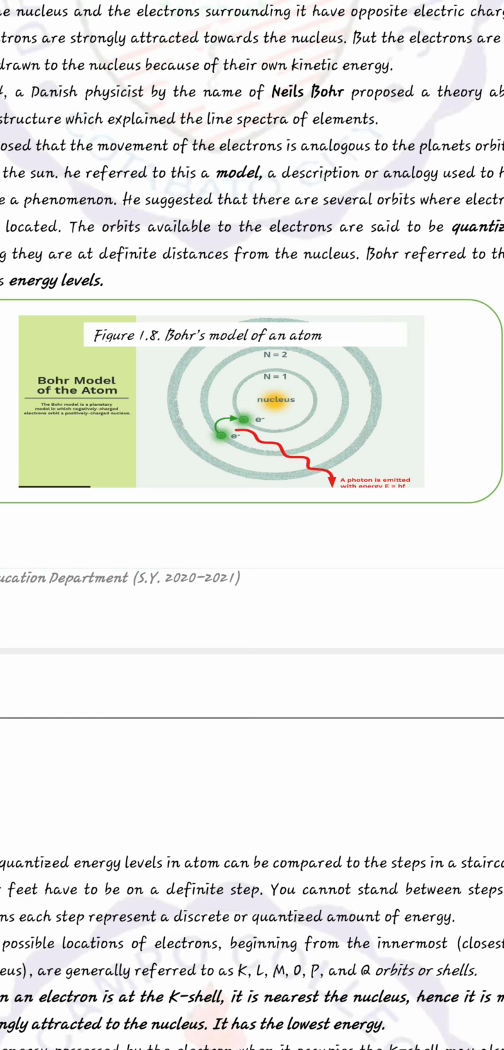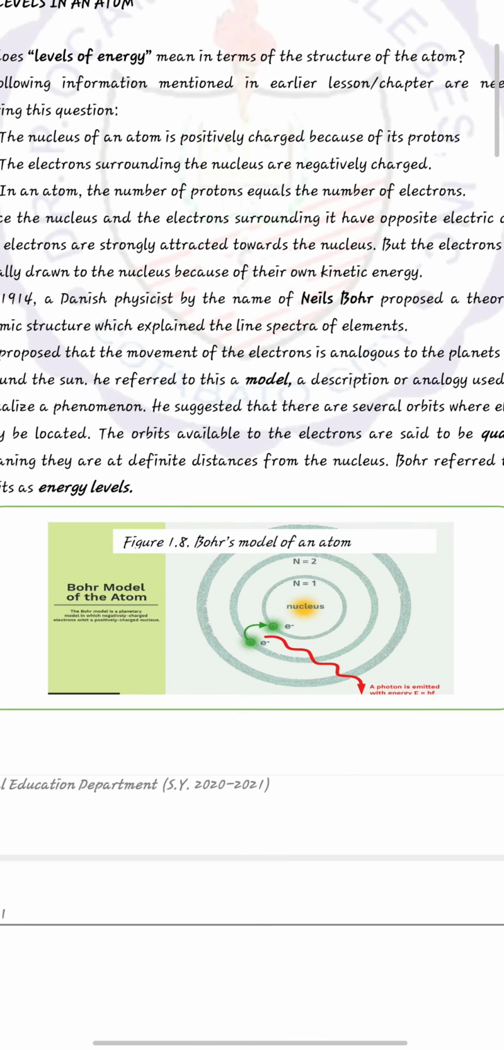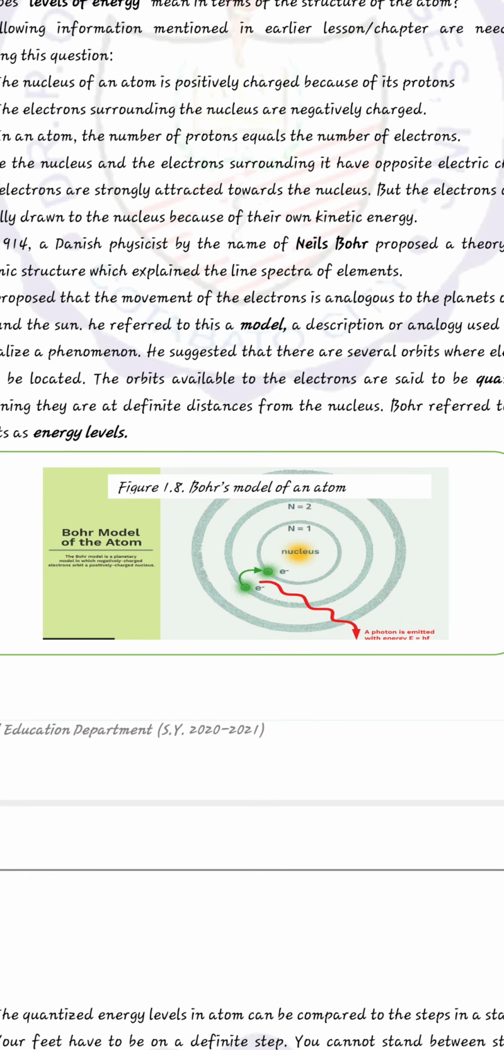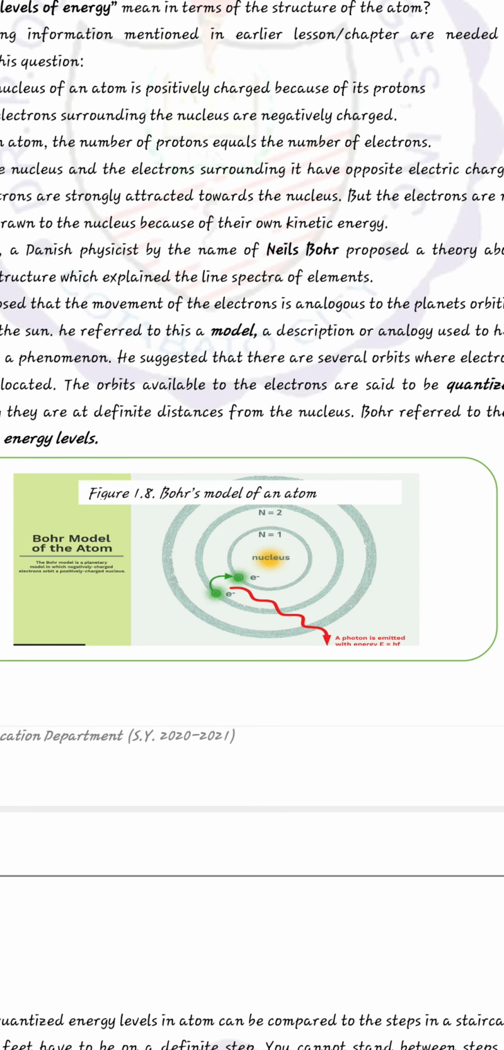Meaning to say, as we can see, the nucleus is the center of the orbits. The first circle is energy level 1, the next is energy level 2, and the next is energy level 3. That explains how the levels of energy can be found in the structure of an atom. As I explained a while ago, the electrons are around the nucleus, but the protons are in the nucleus.